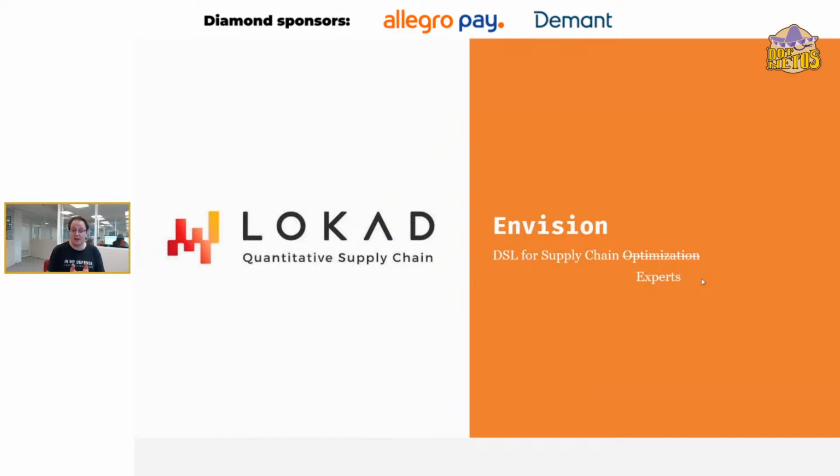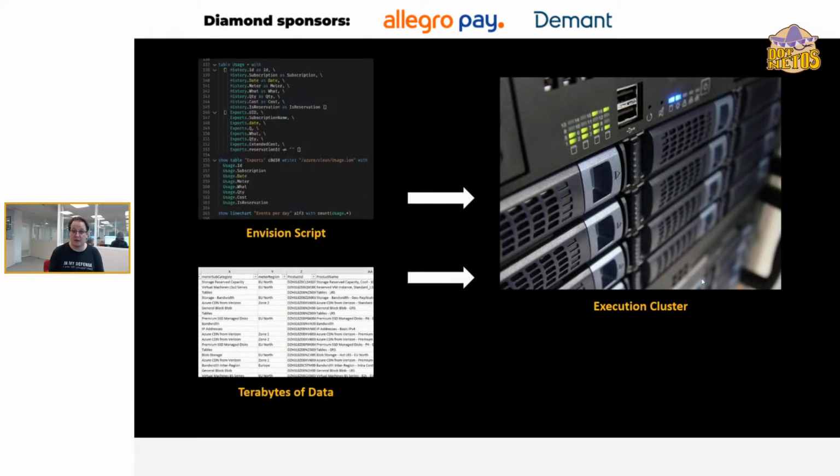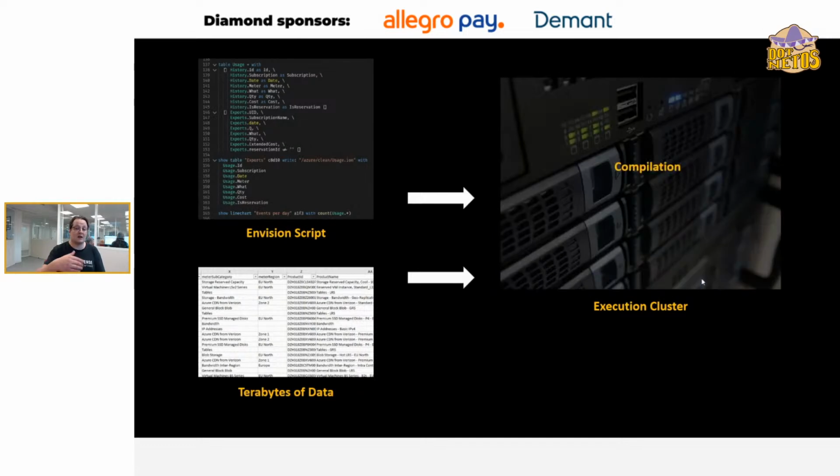And so Envision is relevant for ILPack because of the way it is executed. So we have execution clusters, and those clusters are constantly running a .NET process, which waits for scripts to be submitted for execution. And it can run several scripts in parallel. So when you submit an Envision script along with the input data that needs to be processed by it, the execution cluster would first compile the script into a series of executable steps.